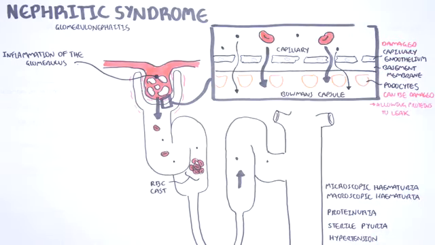oliguria and also causing an acute kidney injury with elevated creatinine. Further, the inflammation causes azotemia, retention of urea. Reduced glomerular filtration rate will stimulate the renin-angiotensin-aldosterone system, resulting in hypertension, and this is from sodium and water retention.